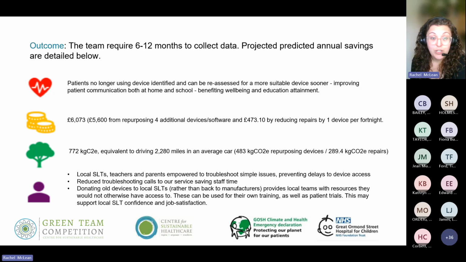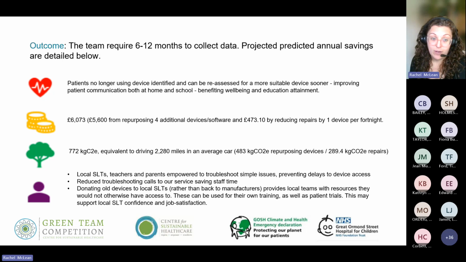It could reduce troubleshooting calls to the GOSH tertiary service, saving their staff time, and then donating old devices to local speech therapists rather than back to manufacturers provides local teams with resources they wouldn't otherwise have access to. So often local speech therapy services won't have the funding to buy and keep devices handy around to use for their own training or to trial with patients. So by donating these devices, local services can have access to this support as well.